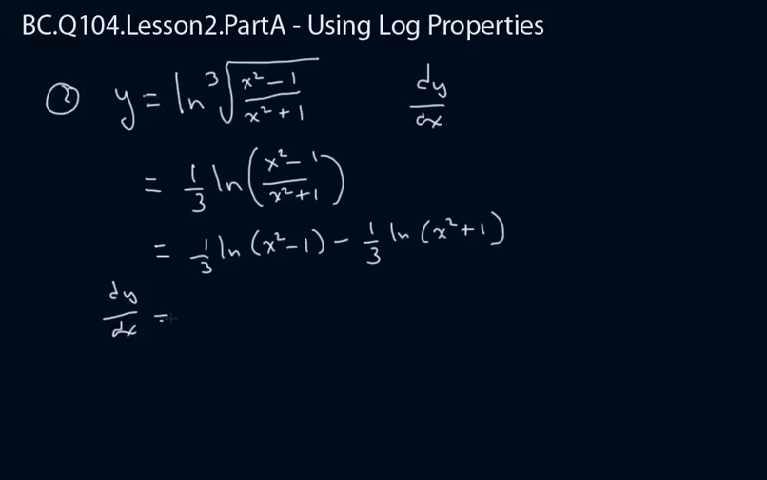So dy dx equals 1/3 the derivative of natural log of stuff, 1 over stuff, times the derivative of that stuff, which is 2x, minus 1/3, derivative of natural log of stuff, 1 over x squared plus 1, times the derivative of that stuff, which is 2x. So that's part A, real quick and simple so that you can utilize these properties.